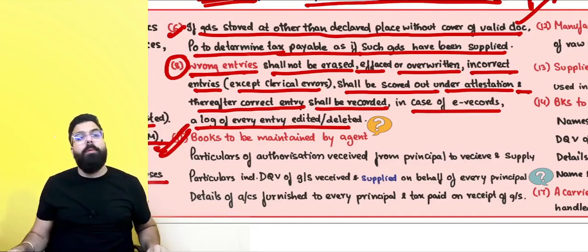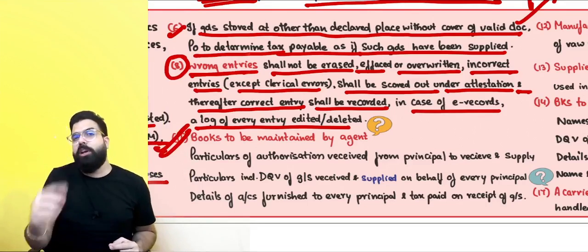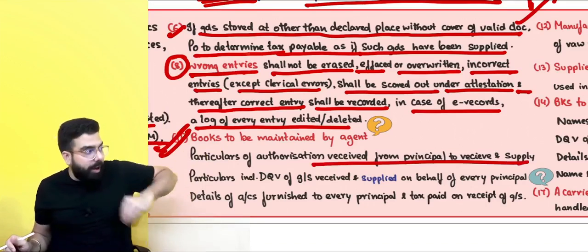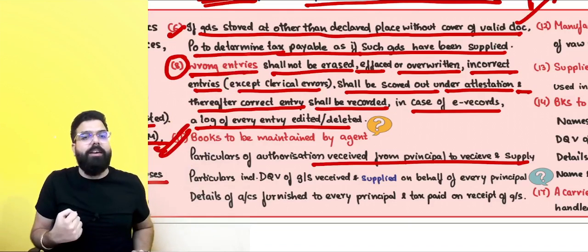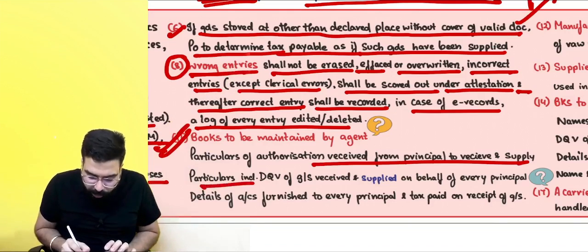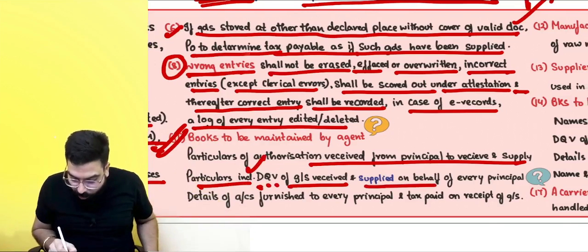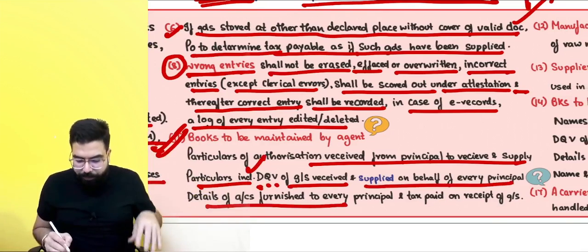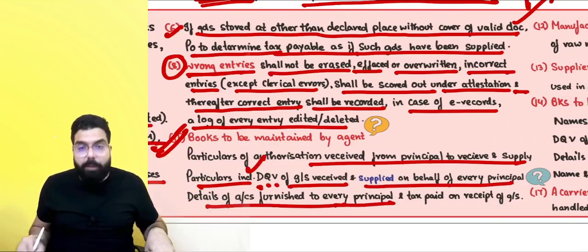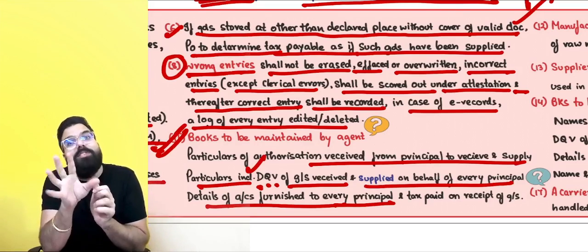Sir, what are the accounts to be maintained by an agent? If I am an agent, I should maintain accounts relating to the authorization which I have received from my principal to supply on his behalf or to receive goods on his behalf. One authorization letter should be there. Particulars including description, quantity, value of goods received for the principal, supplied on behalf of every principal. All details should be there. Details of accounts furnished to every principal. For every principal I will give one account statement. That account statement I should maintain. It is called account sales.